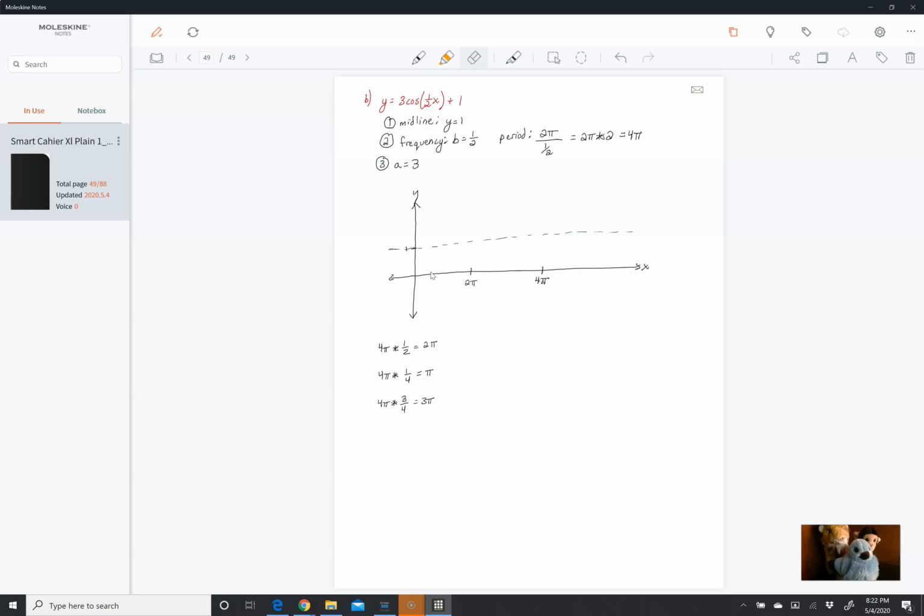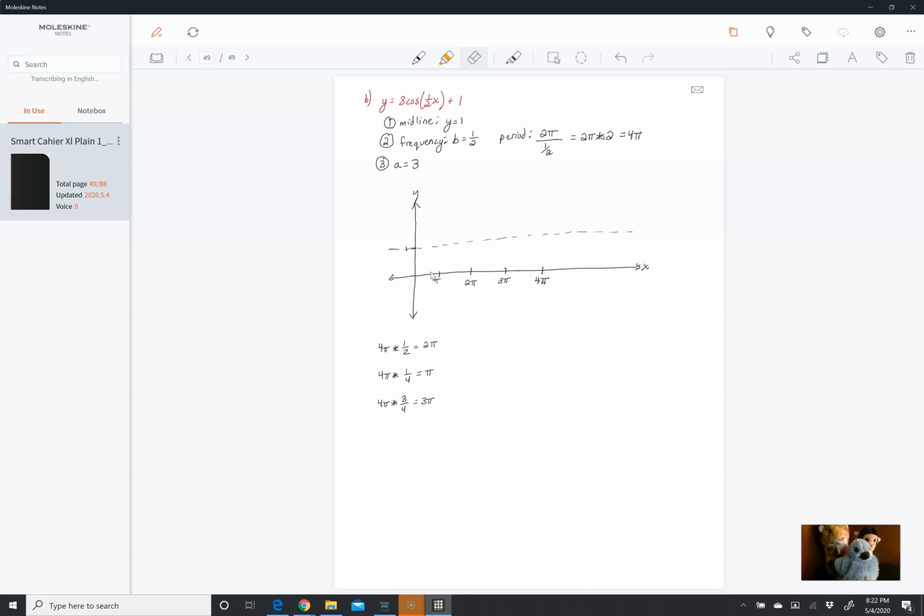And sometimes this is going to be really easy to figure out, right? We know that half of 2 pi is pi. We know that halfway between 2 pi and 4 pi is 3 pi. So sometimes it's going to be really easy to figure out. Sometimes it's going to be a little harder.